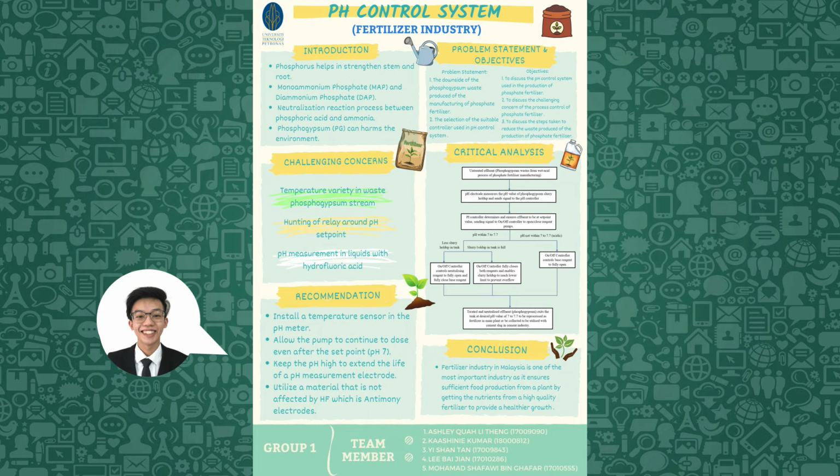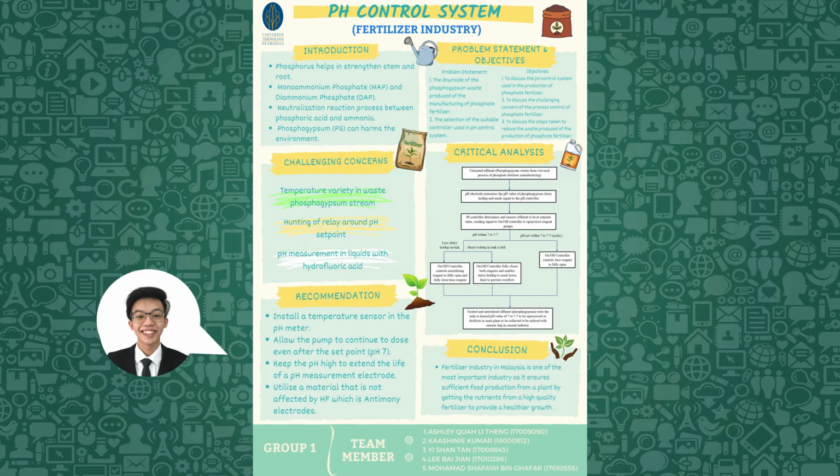Now, I would like to give some recommendations for the improvement of the problems stated by Ishan. For the first challenging concern, the proposed solution is to install a temperature sensor in the pH meter, since the temperature varies in waste PG produced during the reaction with sulfuric acid. The sensor measures the pH based on the temperature characteristic slope. Next up, one of the simplest ways to solve the second concern is to allow the pump to continue the dose even after the set point, which is pH 7. This will prevent the dose pump from hunting and will not lead to the breakdown of the expensive dosing pump.